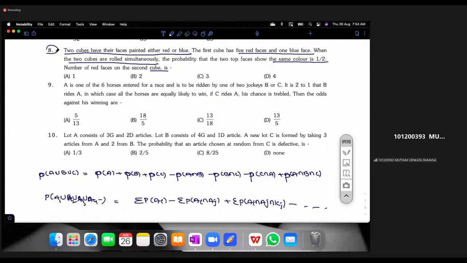No, don't do this one. This is a better thing. This one we need to do. No, this we need to talk about after conditional probability. Okay. This question is based on Bayes theorem. Okay.